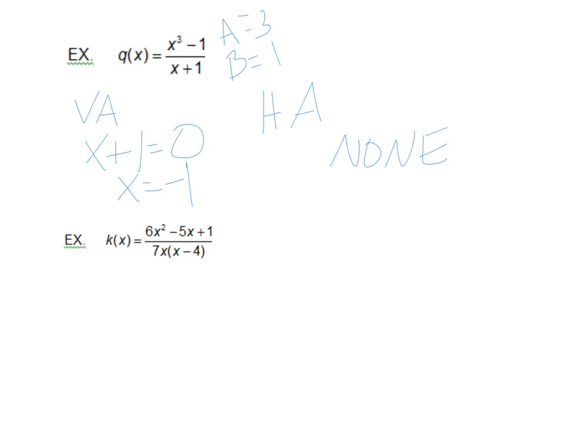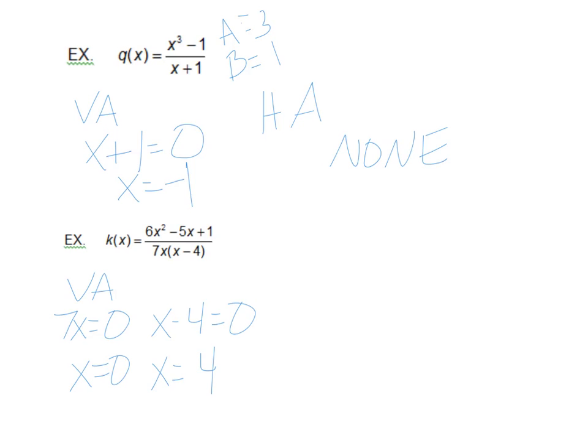And then one more, and then we're going to put it all together. Now, the bottom is already factored. We're not going to worry about factoring the top on these particular problems, but the bottom is already factored. So for the vertical asymptote, I'm going to set each factor equal to 0. 7x equals 0, x minus 4 equals 0. And divide, x is 0, x is positive 4.